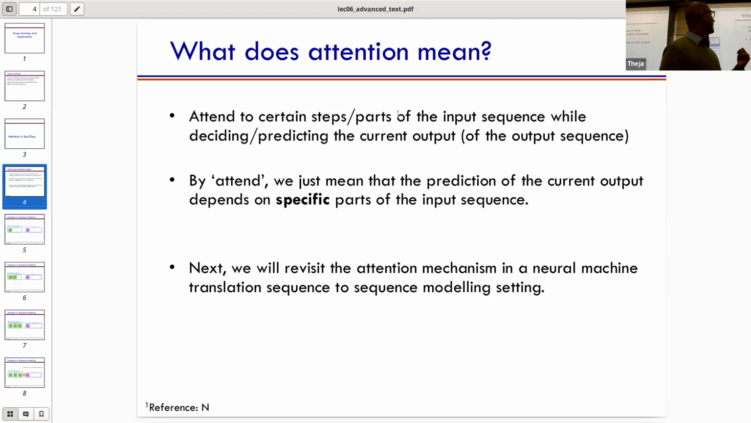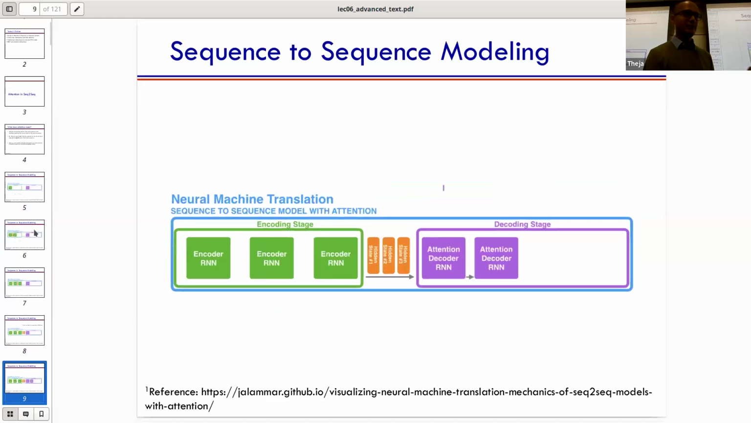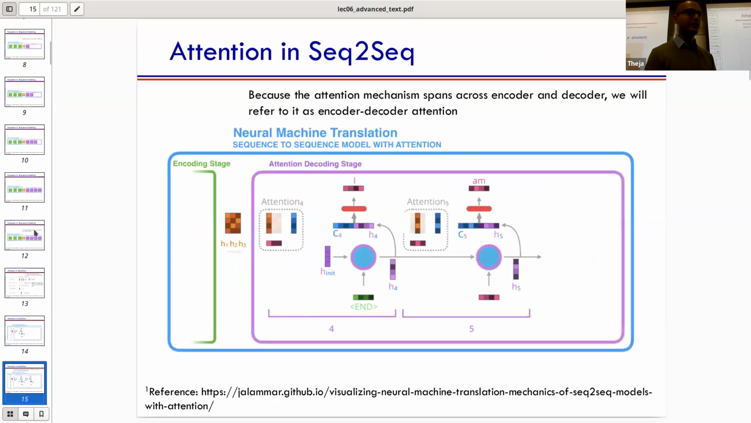So how can I attend to some parts, as in focus on some parts, while generating my output? In this case, while we were decoding, we were attending to some parts of the input. That's where the word comes from. It just means that the prediction of the current output depends on specific parts of the input sequence, so you're attending to something. The illustration I'll skip because it's the same translation idea.